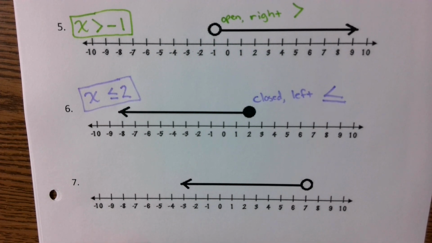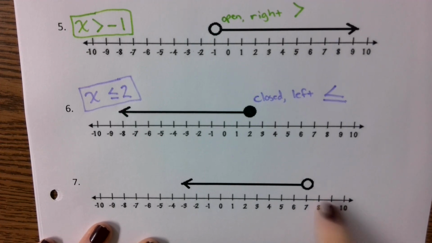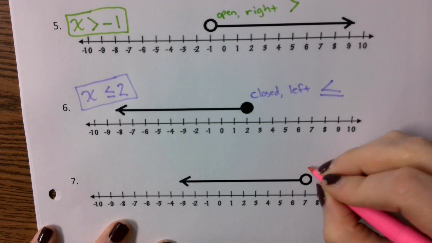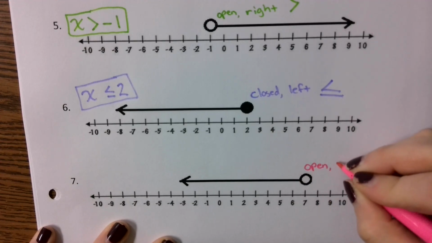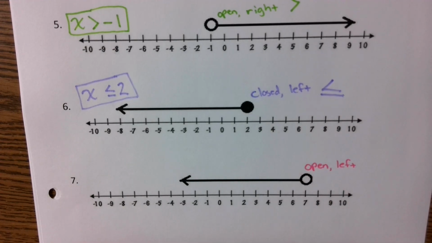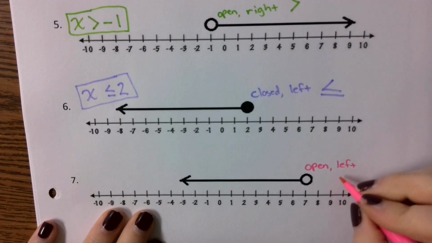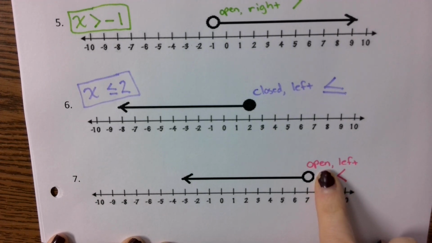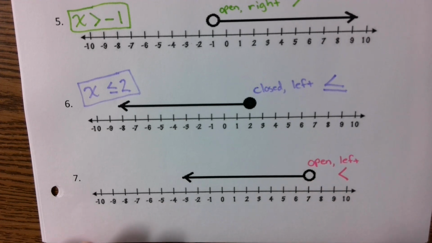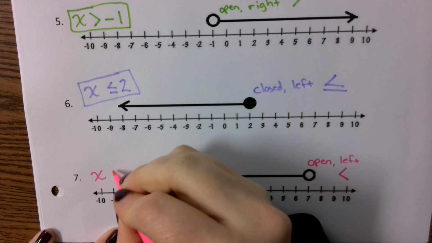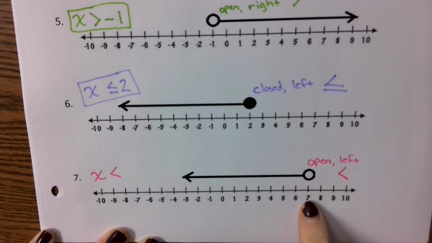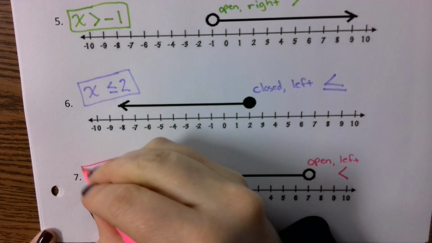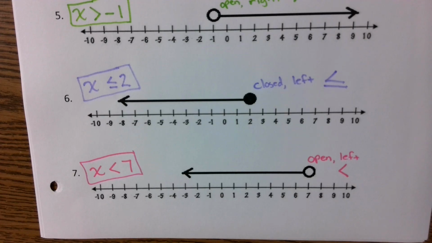For problem number 7, it is an open circle, but it's going to the left. Open circle, and it moves to the left. What inequality symbol is an open circle to the left? Jacqueline? Less than. Just the less than symbol. Less than is open, and then to the left. So we're going to have x is less than positive 7.